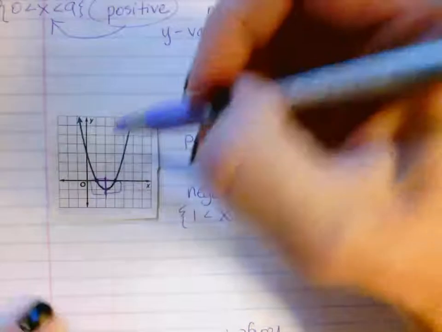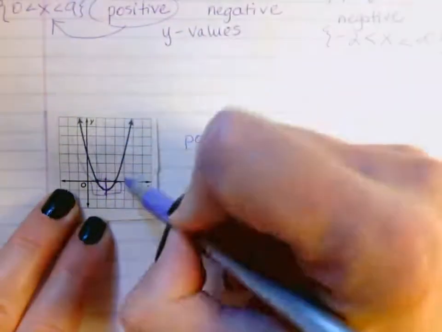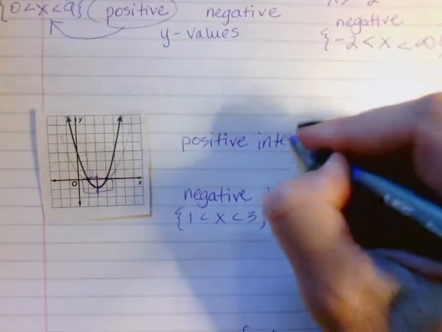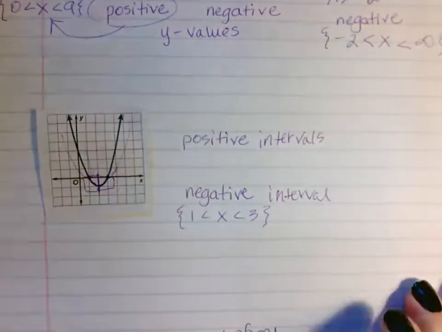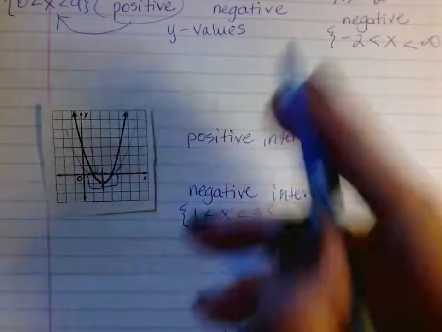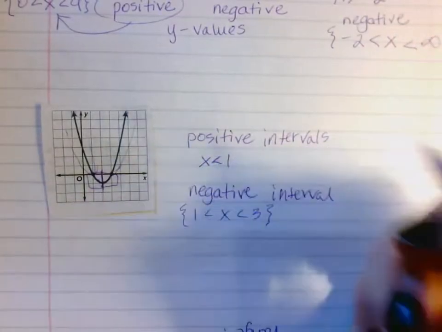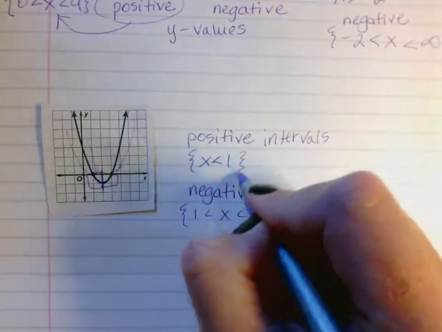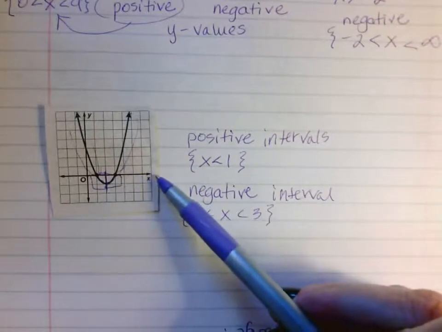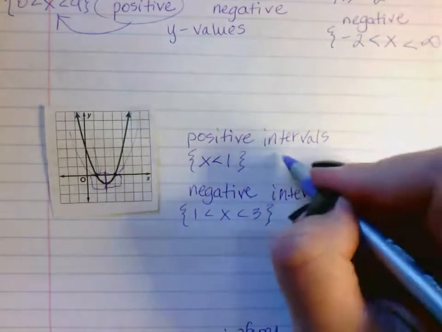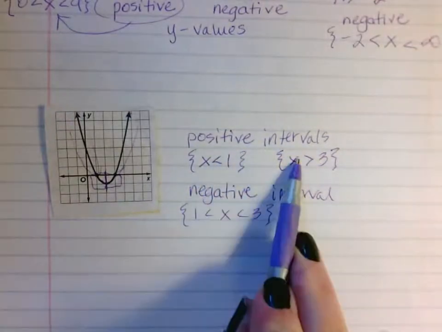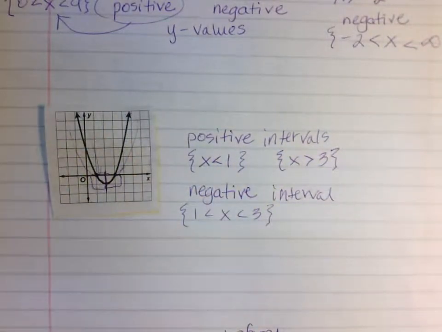Positive intervals, well, there's two. There's this branch of the function and then this other branch of the function. There are 2 positive intervals, so we're going to write 2 of them. And let's do this in a simple way. From this point to the left, so x is less than 1, that is a positive interval. And then this branch starts when x is 3, and as the x increases, the y value stays positive. So these are the 2 intervals over which this function is positive.